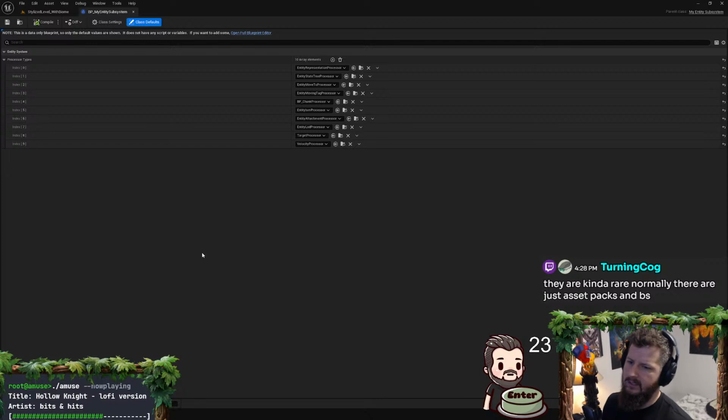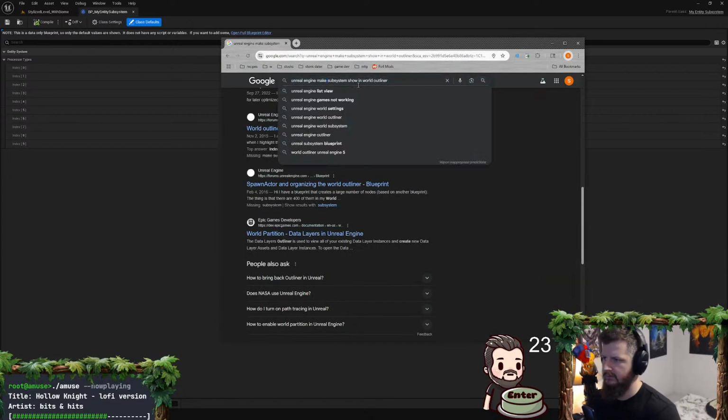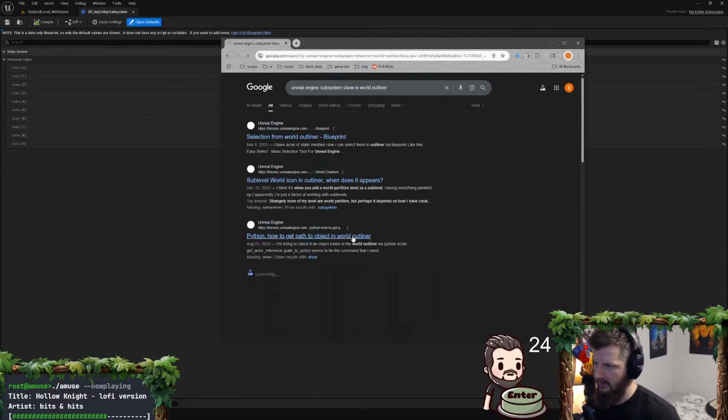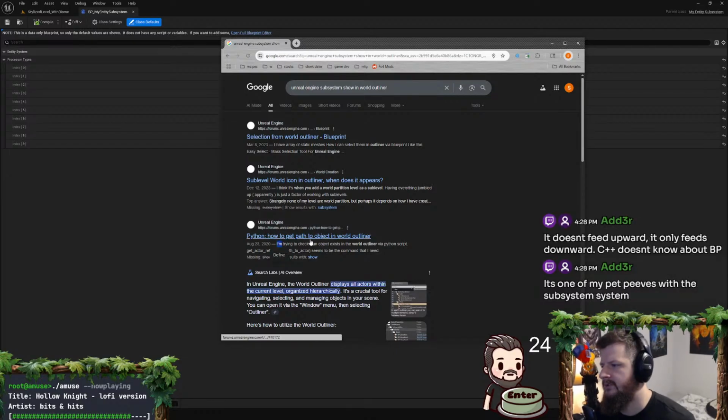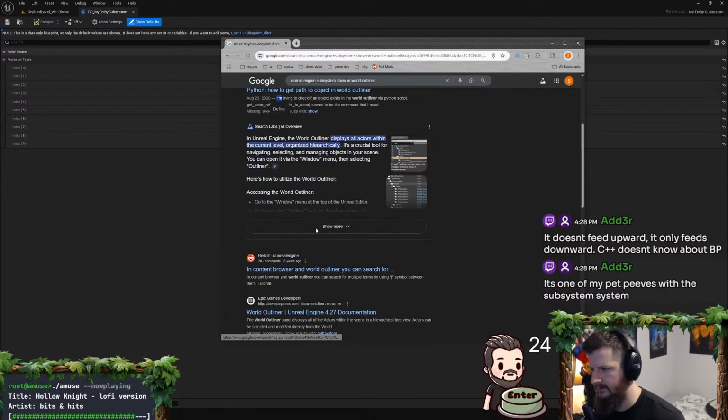It's kind of annoying that subsystems don't show up in the outliner. It doesn't feed upward, it only feeds downward. C++ doesn't know about BP. I guess I'm probably not doing a good job explaining what I'm asking.